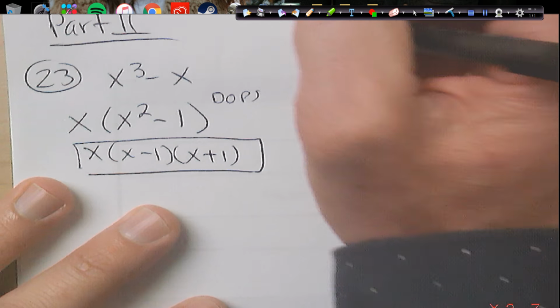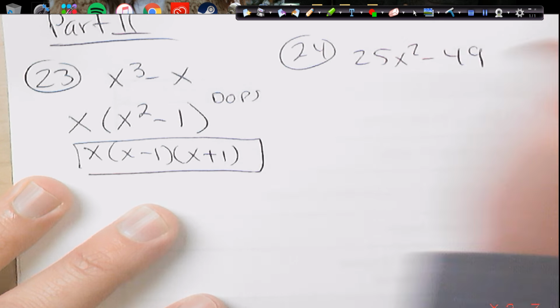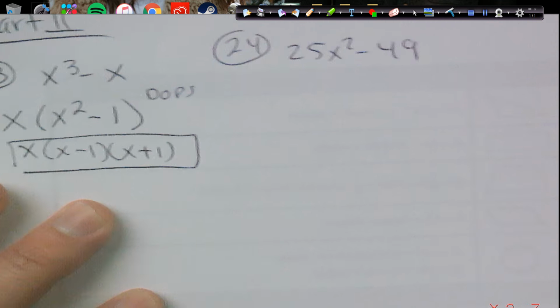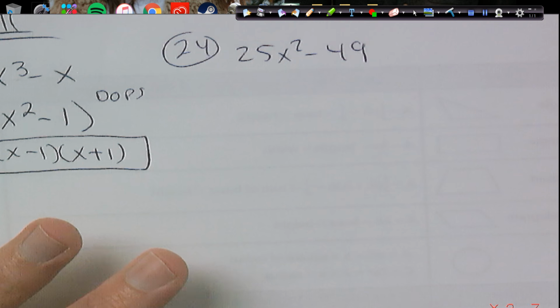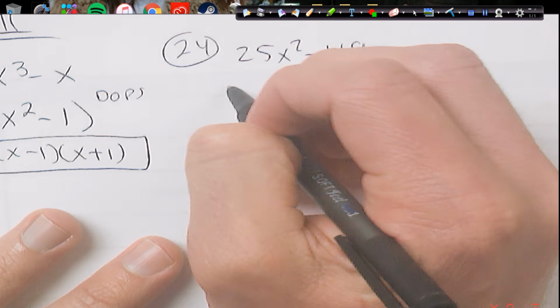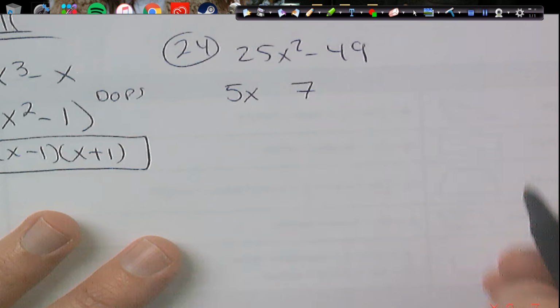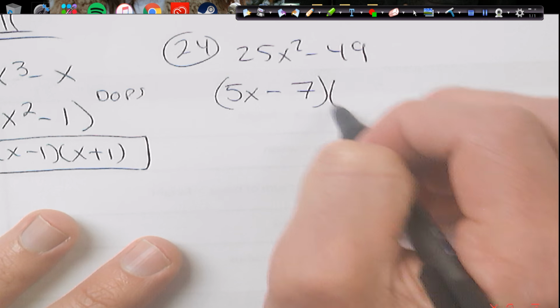24. Is also a difference of perfect squares. 25 squared, our square root, and 49 square root, we would get 5 and 7. X squared square rooted is x. We do minus, and we do positive.